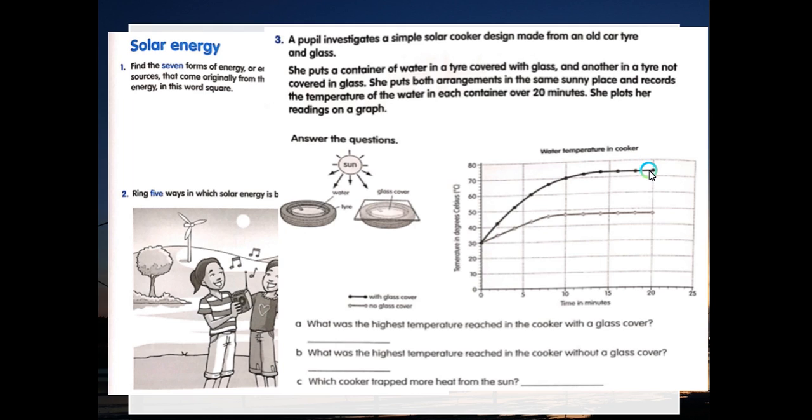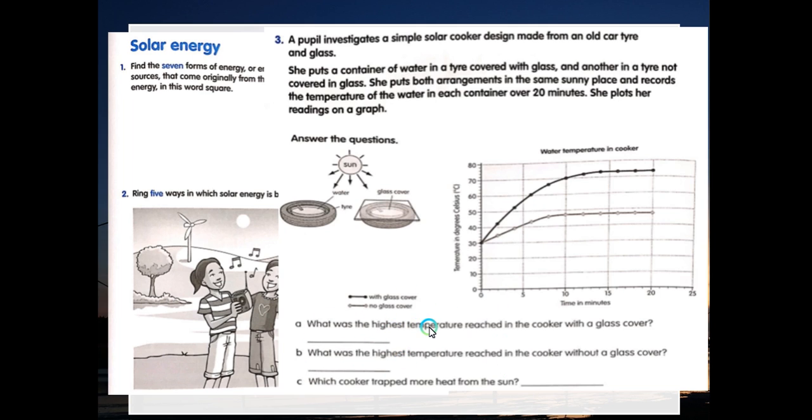You can see the temperature. The highest temperature is like 74 or thereabout. All right. And the thin one is without a glass. Can you see? And the highest temperature is like maybe 48 or thereabout. So you will use this graph to answer the question.